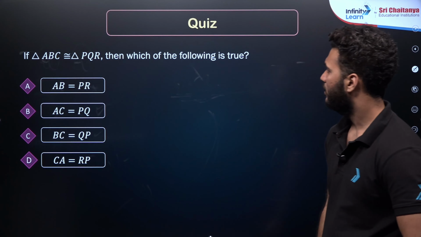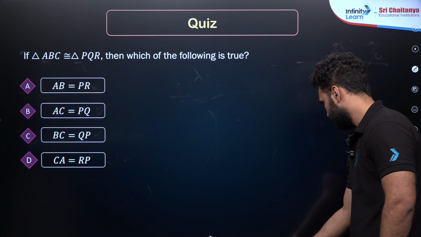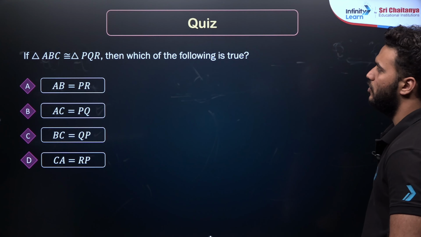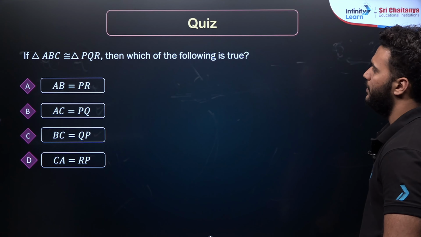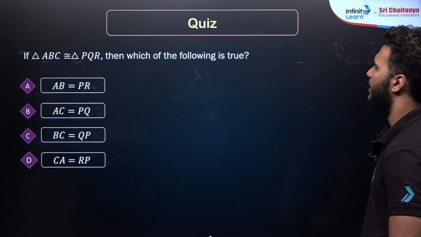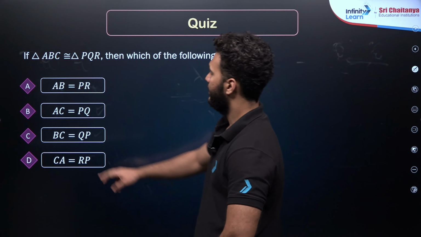Okay. Next, triangle ABC is congruent to triangle PQR. They are congruent. Okay. Then which of the following is true?